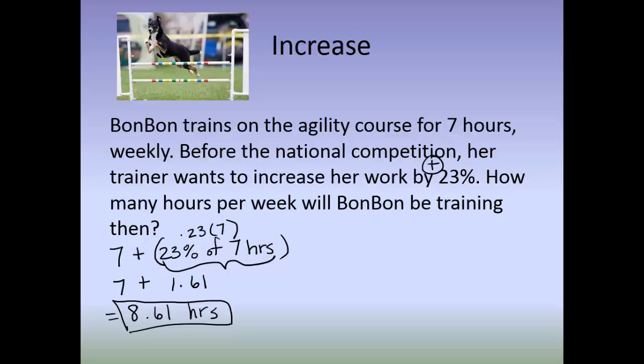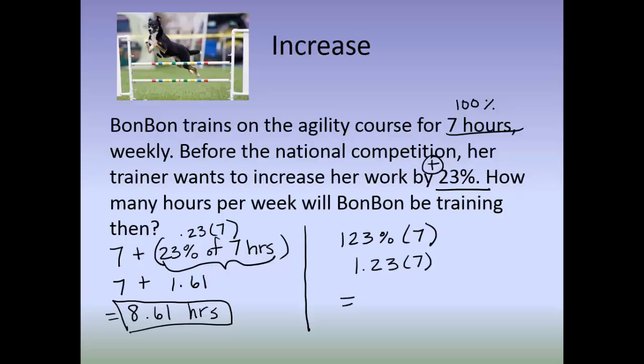Now, like I said, there's more than one way to solve this problem. Another way is to think of this. Her original 7 hours represents 100% of her current training schedule, and we want to add 23% more. So altogether, that's 123% of her current training schedule, which is 7 hours. So think of 123% as a rate that you're going to multiply by the current schedule. You need to change that to a decimal before we multiply, so that's like 1.23 times 7. And in one multiplication step, you get the final answer.